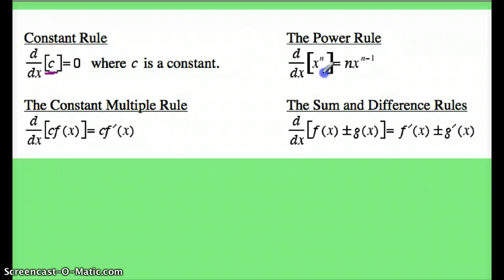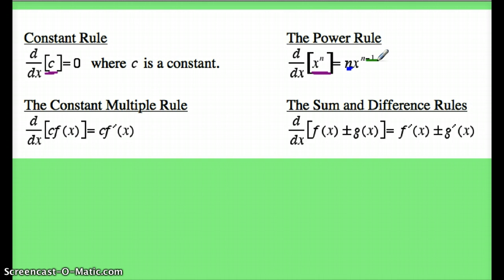This rule right here you'll be using a lot, and it's the power rule. What the power rule states is you're going to take the power and put it in front as a coefficient. And then you're going to subtract 1 from that original power.